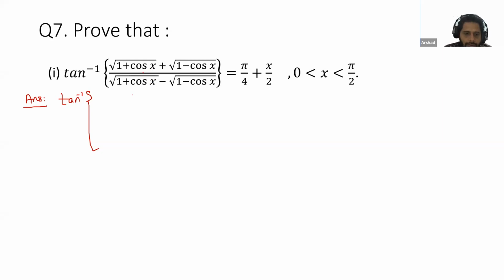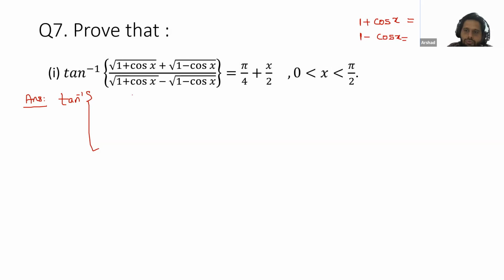Now, this question is from Saf. Saf, can you tell me what is the formula of 1 plus cos x? Saf, what is the formula of 1 plus cos x? Sin x. No, not sin x. Who can tell me this? Noma, can you tell me what is the formula of 1 plus cos x? Noma, very good.